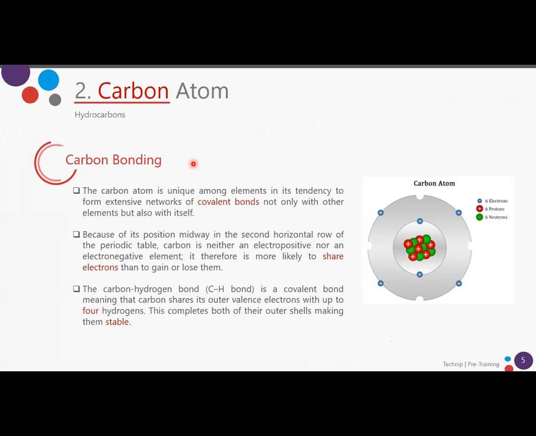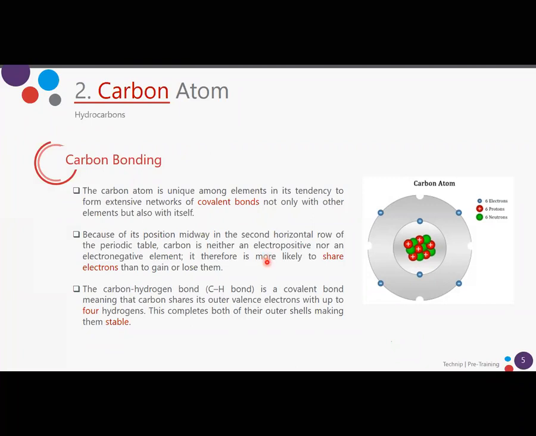So the carbon atom is unique among elements in its tendency to form extensive networks of covalent bonds, not only with other elements, but also with itself. So as you saw the other day when you talked about the periodic table, carbon is neither an electropositive nor an electronegative element, so therefore it's more likely to share electrons than to gain or lose. That is the tendency to form the covalent bonds, okay?